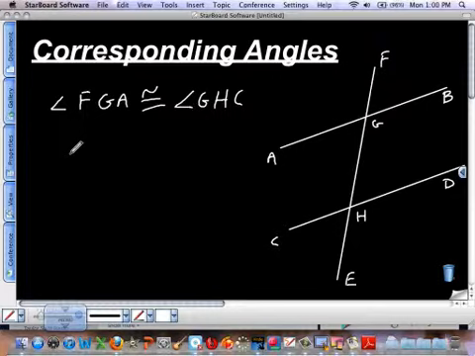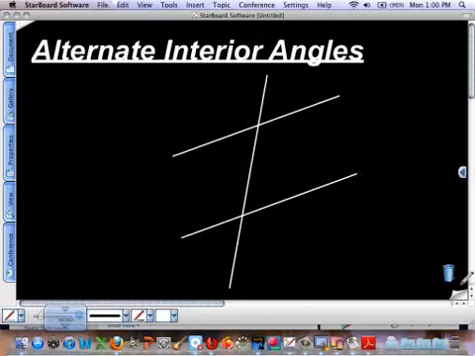So since we are starting off with the assumption that AB and CD are parallel, that tells us that the corresponding angles are congruent. Now the flip side, that's also true. Let's say I measure a couple of corresponding angles and they come out to be equal measures. What does that tell you about the two lines? Well, that they have to be parallel. So that's corresponding angles.